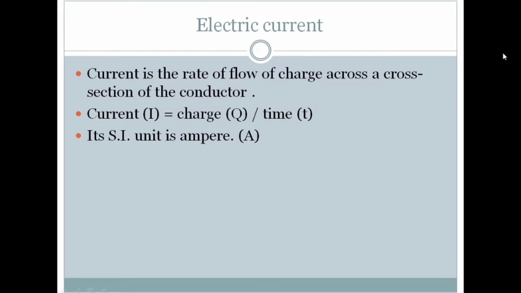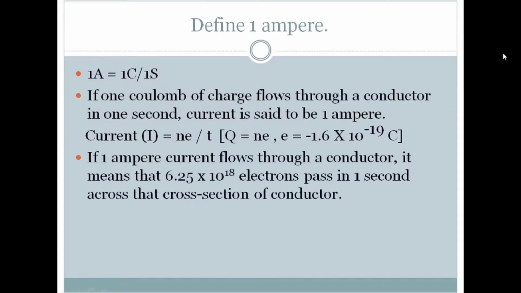SI unit of charge is coulomb, SI unit of time is second. So SI unit of current is coulomb per second, which is equal to ampere. How to define 1 ampere? 1 ampere is equal to 1 coulomb upon 1 second. If 1 coulomb of charge flows through a conductor in 1 second, current is said to be 1 ampere.